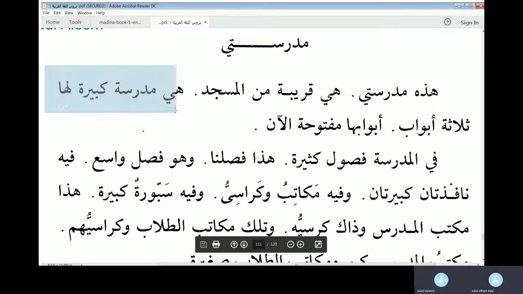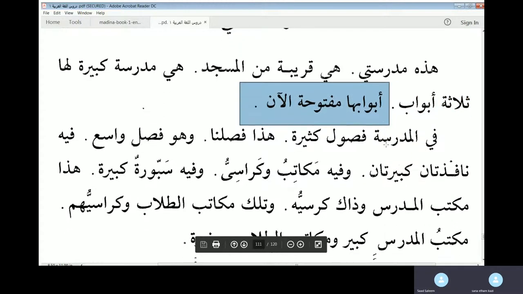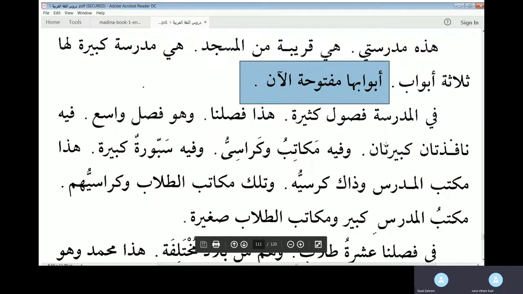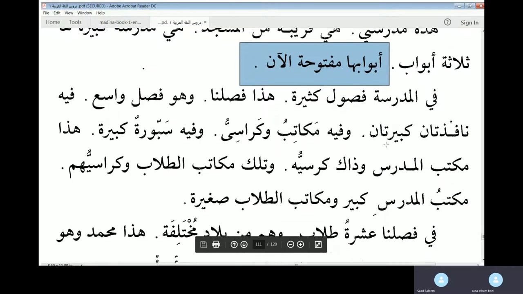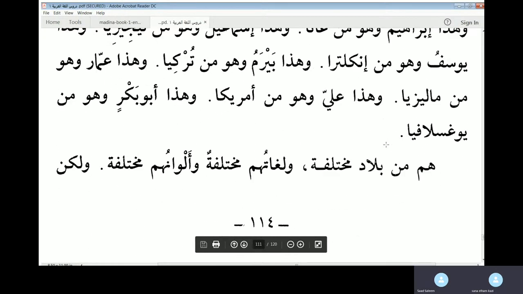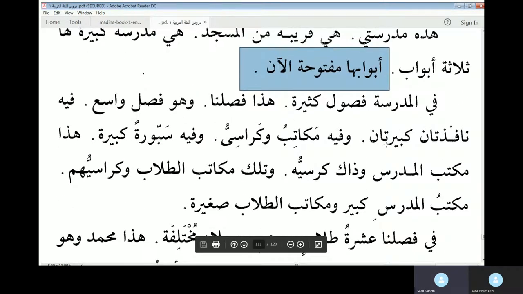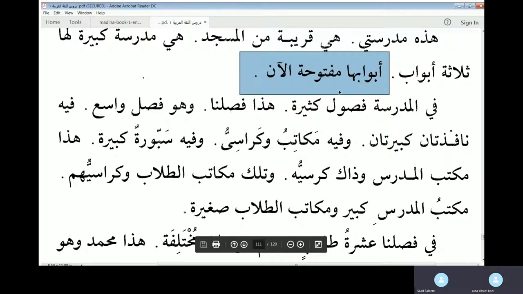Next. Hiya madrasatun kabiratun laha thalathatu abwabin, abwabuha maftuhatun al-an. So, okay, hiya qareebatun, hiya madrasatun kabiratun. It is a big school. In it, laha thalathatu abwabin. In it, there are four doors. Laha means it has. It has four doors. Abwabuha maftuhatun al-an. The doors are closed now. No. Maftuhatun, open. Its doors are open now.